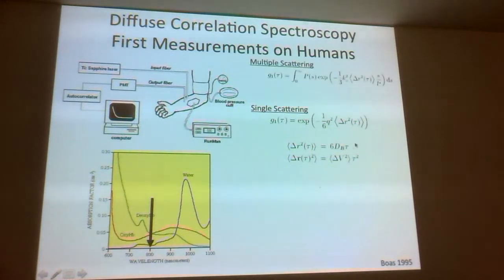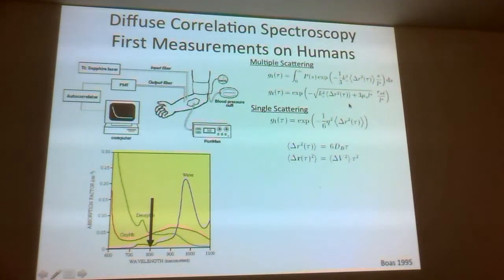With multiple scattering, we actually have to consider the number of scattering events, and we have to accumulate all of the scattering angles. And once we do all of that, we can actually solve this and find an analytic form for how the correlation function decays. It still depends on the mean square displacement.